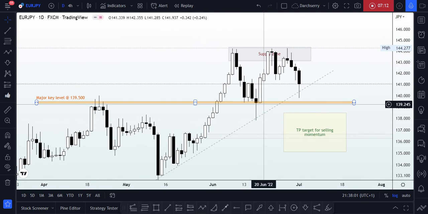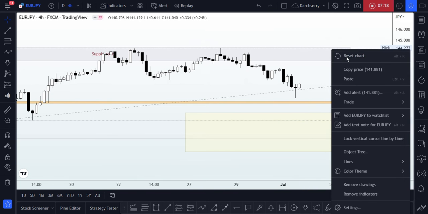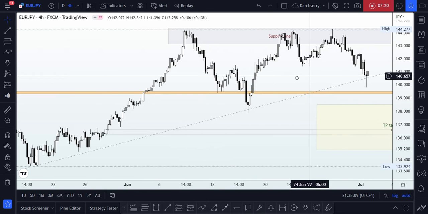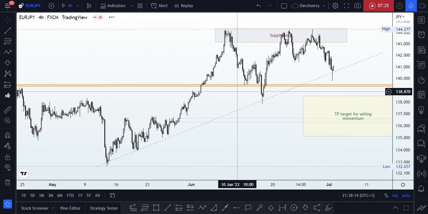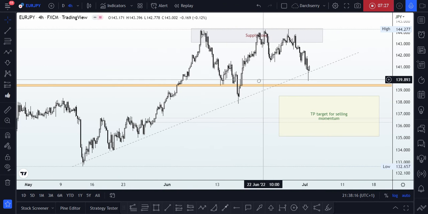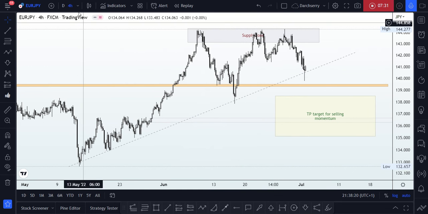Then the second scenario is if we scale down to the 4 hours time frame. In addition to the selling momentum, I want to identify a temporary key level that will guide our action for any selling momentum going forward.